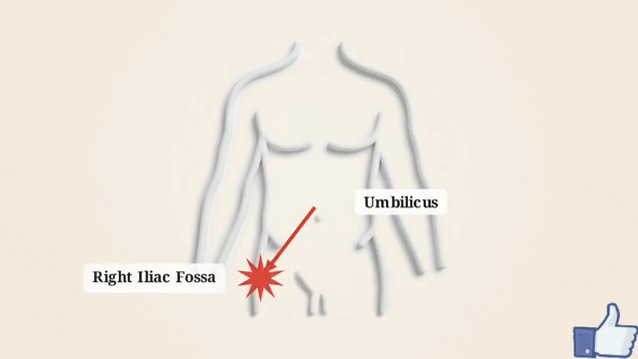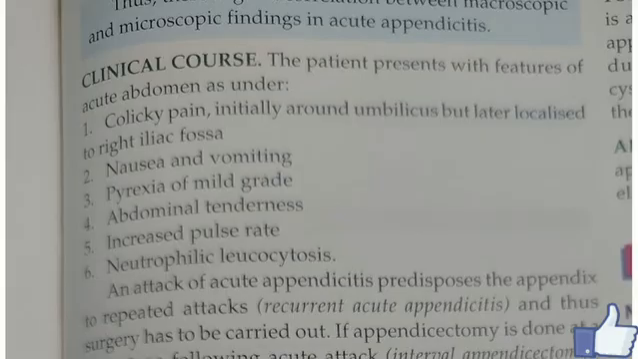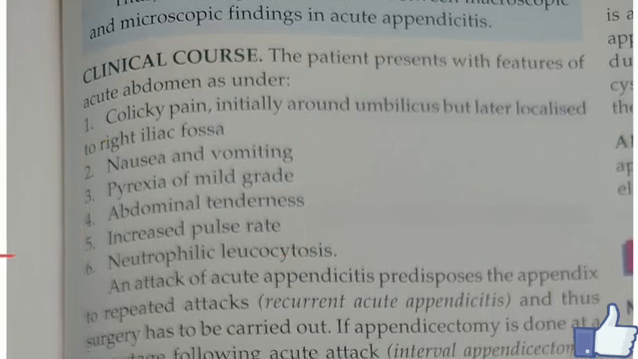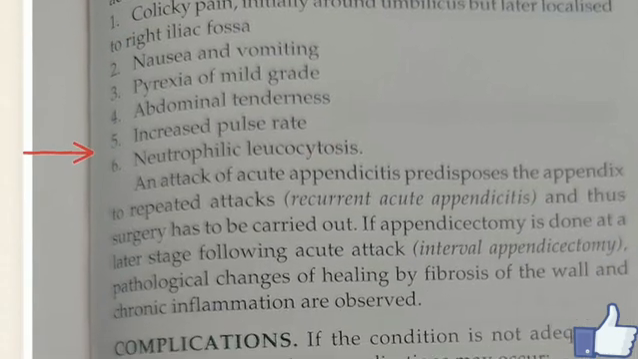Looking at the clinical course, we see the pain is usually accompanied by 5 secondary features: nausea and vomiting, a mild pyrexia, abdominal tenderness, and an increased pulse rate. The 6th point on this list, neutrophilic leukocytosis, marks the presence of a systemic response. A blood test reveals a massive spike in white blood cells, indicating an active inflammatory process is already underway.